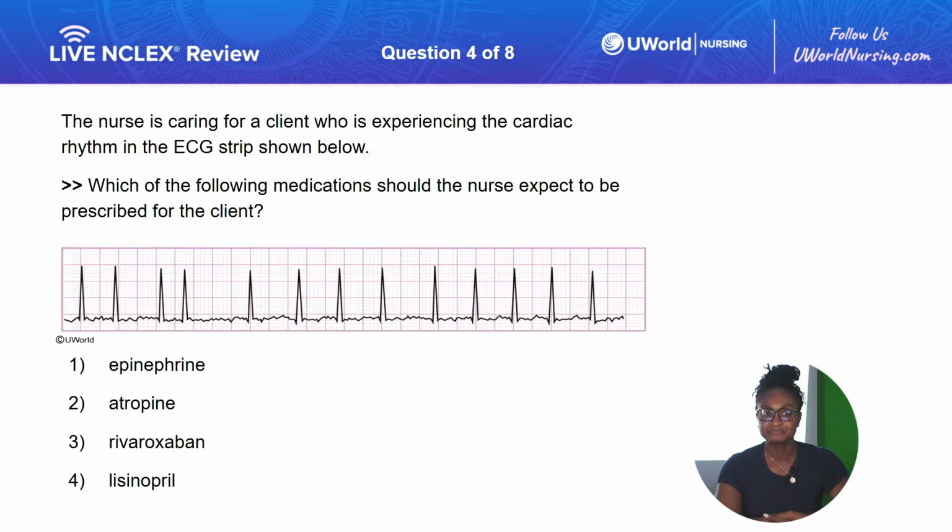Very good. Next question. The nurse is caring for a client who's experiencing the cardiac rhythm in the ECG strip shown below. Which of the following medications should the nurse expect to be prescribed for the client? So again, figure out what the rhythm is first. Go through it step by step: P waves, QRS waves, regularity. Then try to figure out the intervention needed for that specific rhythm.